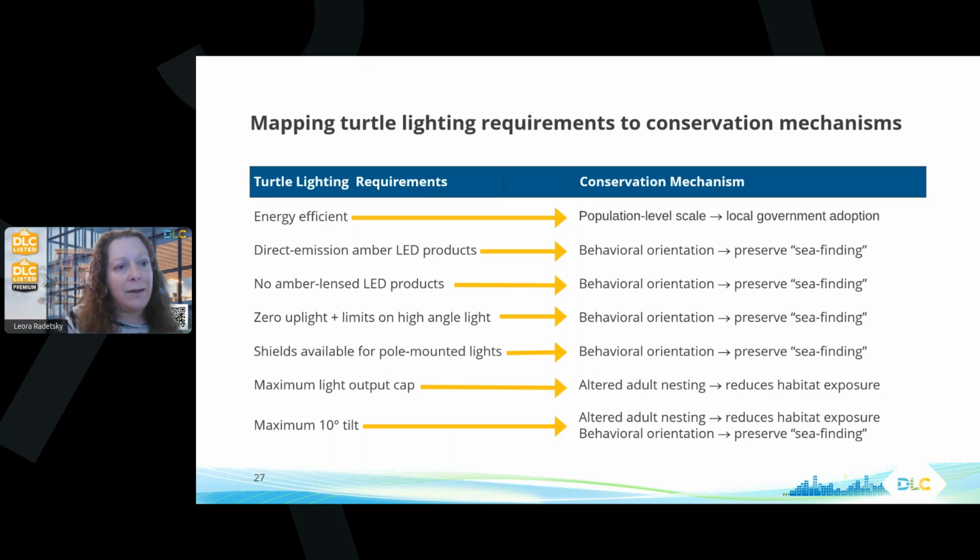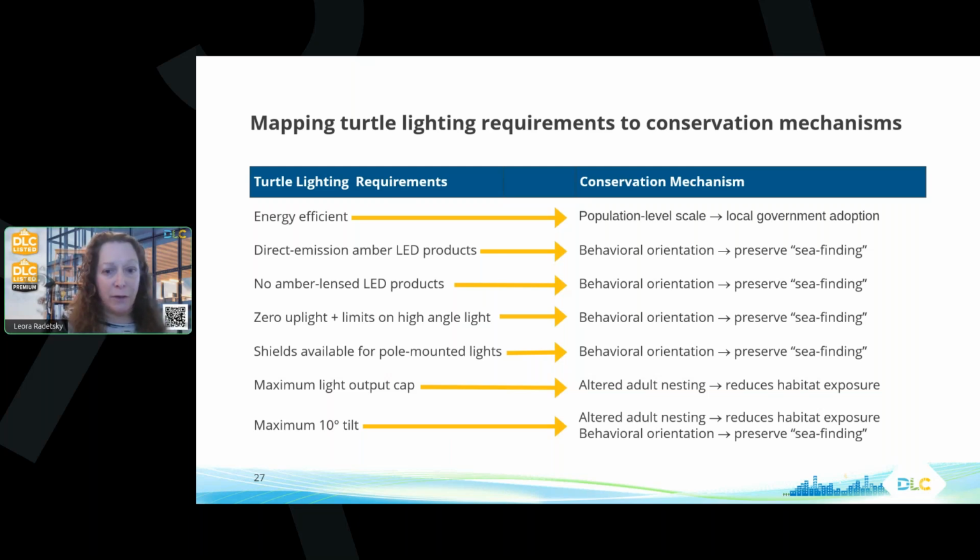We do know that these are less efficient than white LEDs, so costs and energy use will certainly increase, but we're trying to find the most energy efficient products within this category, knowing that we need to use this LED type. Next, by requiring direct emission amber LEDs and banning lensed white LEDs, we're protecting hatchling sea-finding behavior by minimizing the short wavelength content that they are attracted to and eliminating the practical risk that filters will be removed or substituted over time.